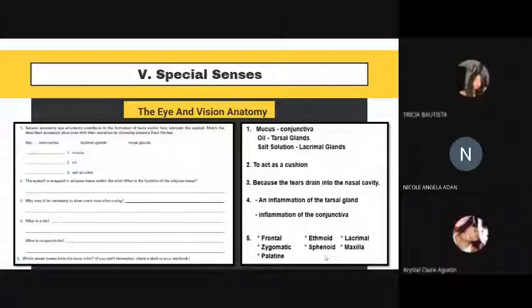Number five, which seven bones form the bony orbit? If you can't remember, check a skull or your textbook. So we have the frontal, followed by zygomatic, palatine, ethmoid, sphenoid, lacrimal, and maxilla.